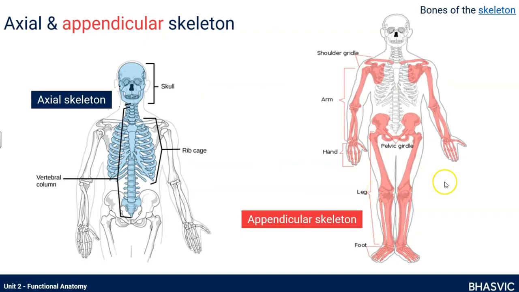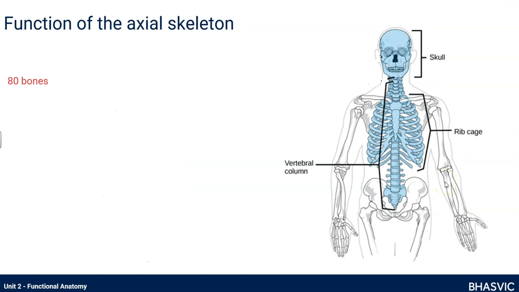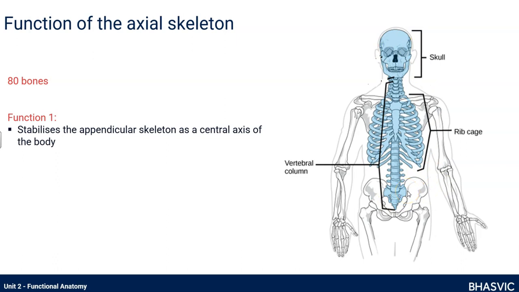So what are the functions of the axial skeleton specifically? Given that it's this central axis there, it has an important role for us. It stabilizes the appendicular skeleton. So these appendages, our limbs, attach to our axial skeleton at our pelvic girdle and our shoulder girdle, and we'll look at those in a moment, in the next video actually. But this is the central axis about which our limbs are attached and our limbs move.